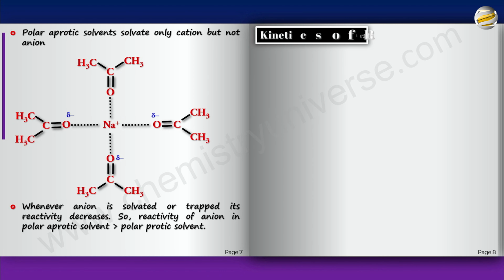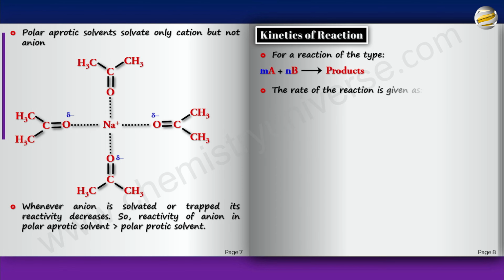So, kinetics of reaction. Now let's talk about the kinetics. Now for a reaction of the type mA + nB giving products, the rate of the reaction is given by rate = k[A]^x[B]^y. Now this x and y, they are experimentally determined.